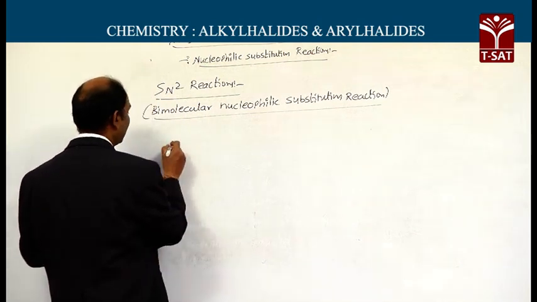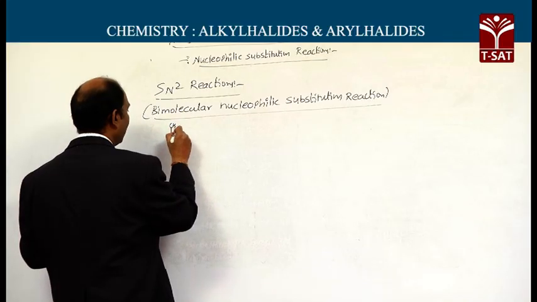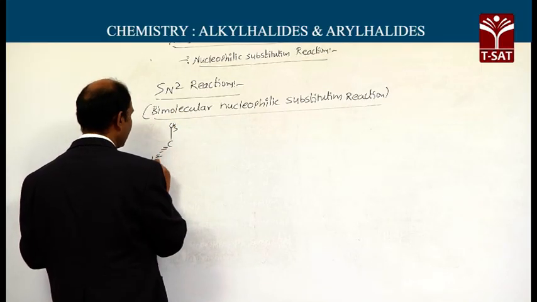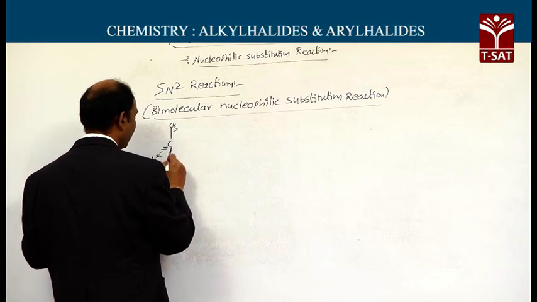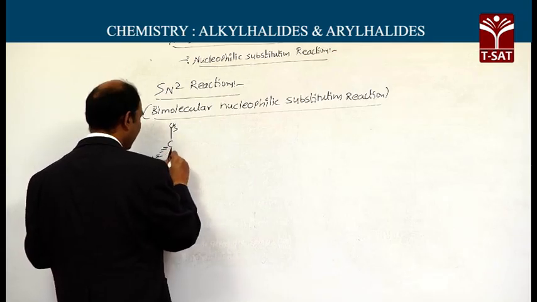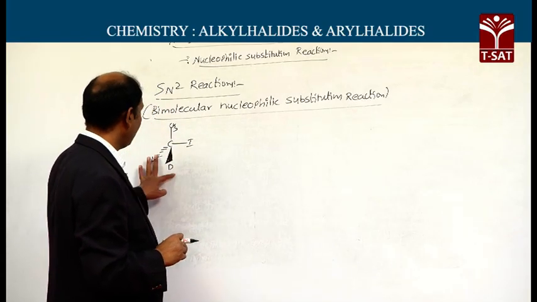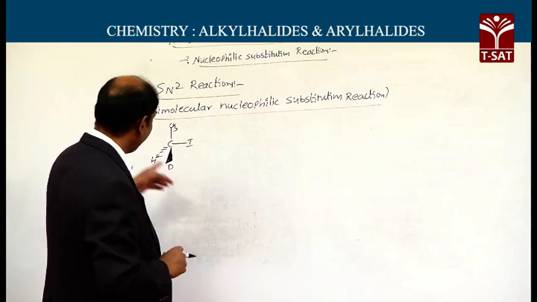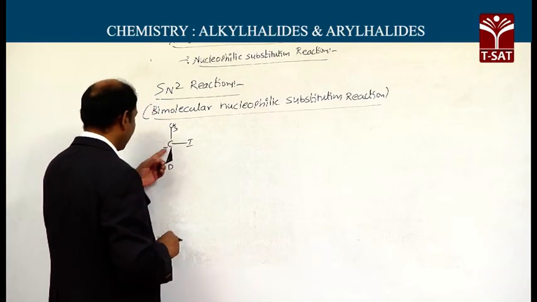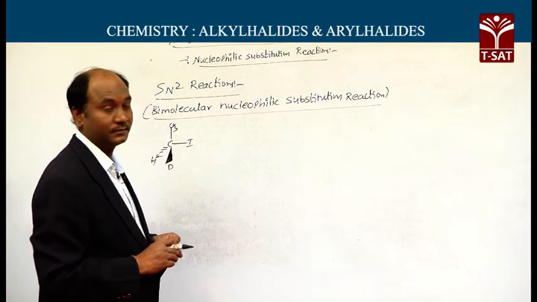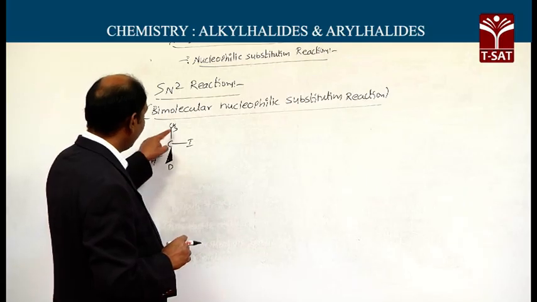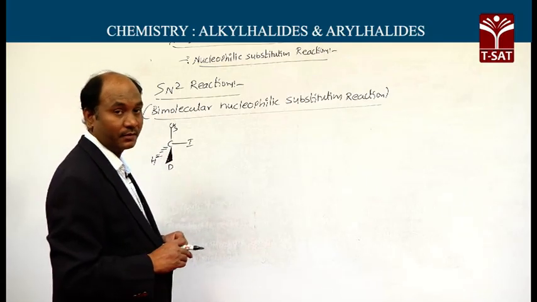See here, this is a C, this is CH3, here it is having H, here it is having deuterium, and here it is I. This is CH3, C, H, D and I. If you observe this compound, which carbon is this? This is a chiral carbon. Chiral carbon means the carbon which is attached to 4 different groups.